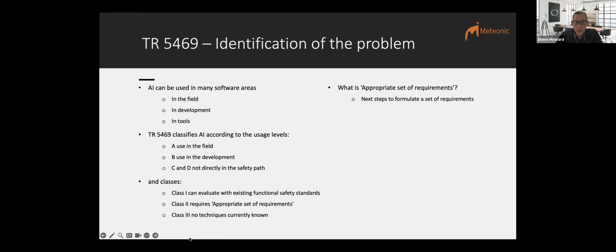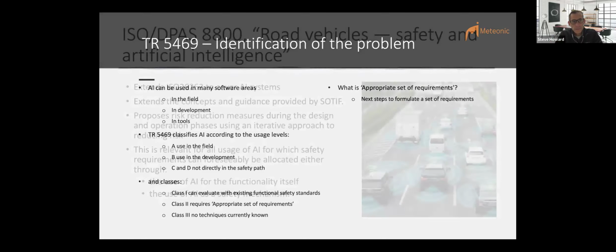And they have classifications from that, where classification is that they need to do something with existing functional safety. Class 2 requires standards, that just give us an appropriate set of requirements, whatever they might be. And class 3 doesn't necessarily need any specific additional techniques. So this is really where this standard is up to. It's not yet ready for publication, but they are making good progress in terms of this definition of different levels of AI usage and the risk associated.